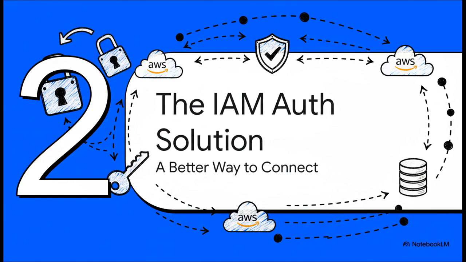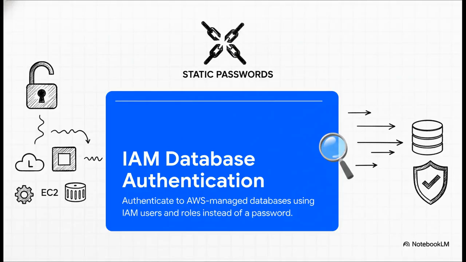So, if static passwords are the villain of this story, who's the hero? Well, AWS gives us a much more secure and manageable way to handle this, using a service you already know and probably use every day, IAM. So what is it exactly? At its core, it's a feature that lets you connect to your database using an IAM identity, like an IAM user, or more commonly, an IAM role, instead of a traditional username and password. This completely eliminates the need to store those static, risky passwords inside your application.